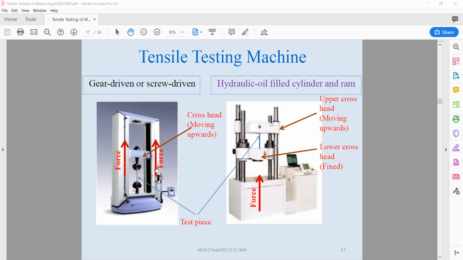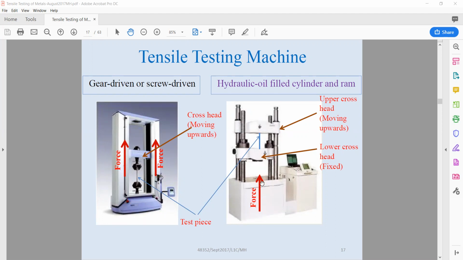So this is what a typical test machine looks like. For instance, this one is the screw-driven type. The screws are here, this is the crosshead, and these are grips, pneumatic grips. Actually, these ones need compressed air to use. And this is another type of test machine. This is the upper crosshead, the lower crosshead, and the test machine table.